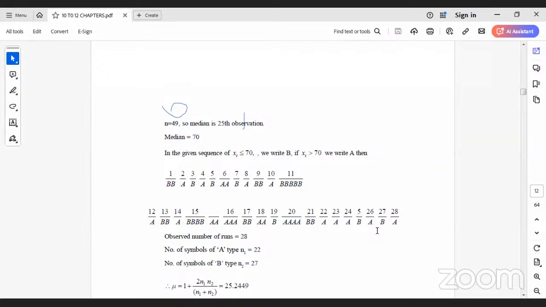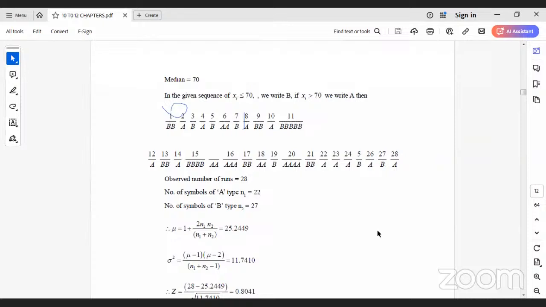So therefore the observed number of runs is 28, with n1 equal to 22 and n2 equal to 27. So mu is equal to 2 n1 n2 over n1 plus n2 plus 1.